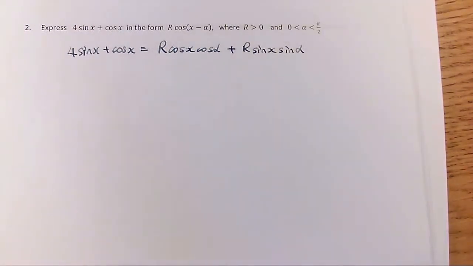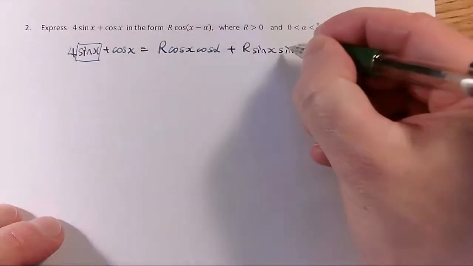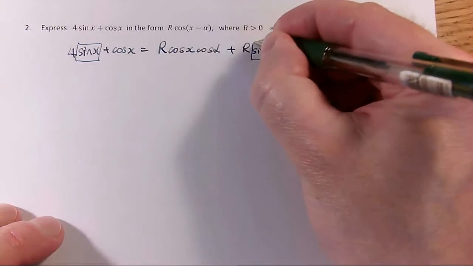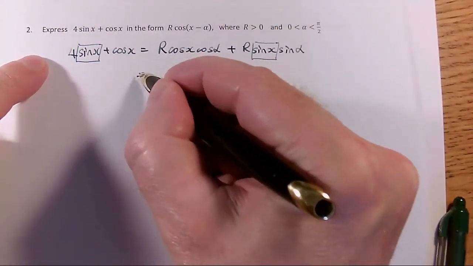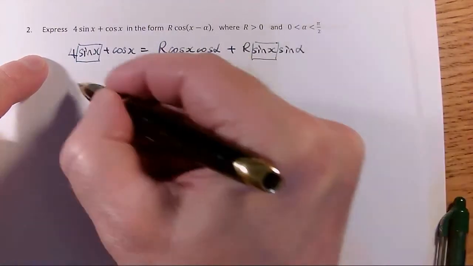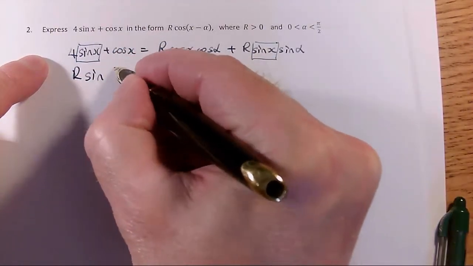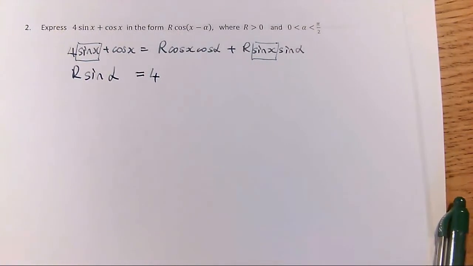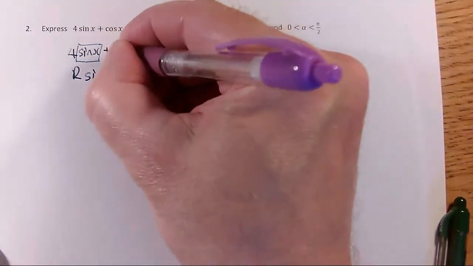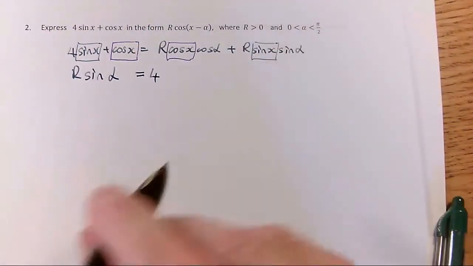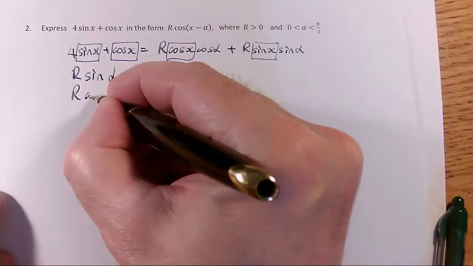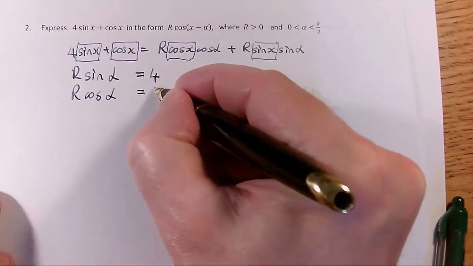And then I'm going to do the matchy-uppy bit. So I've got a term here with a sine x in it. Go searching for the sine x on the other side, it's there. So the 4 I've got here must be supplied by this, r sine alpha must equal 4. And if I go looking for cos x's, I've got a cos x here and I've got a cos x there. So this is 1 that has to equal the r cos alpha, that has to equal 1.